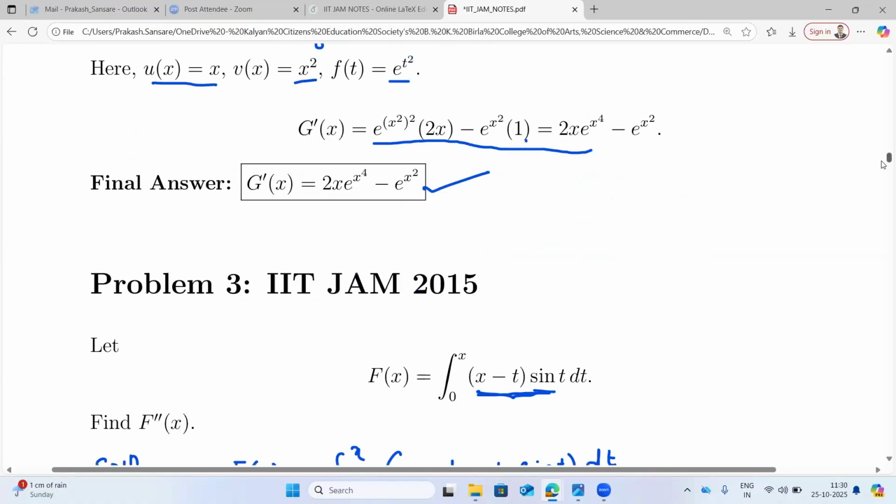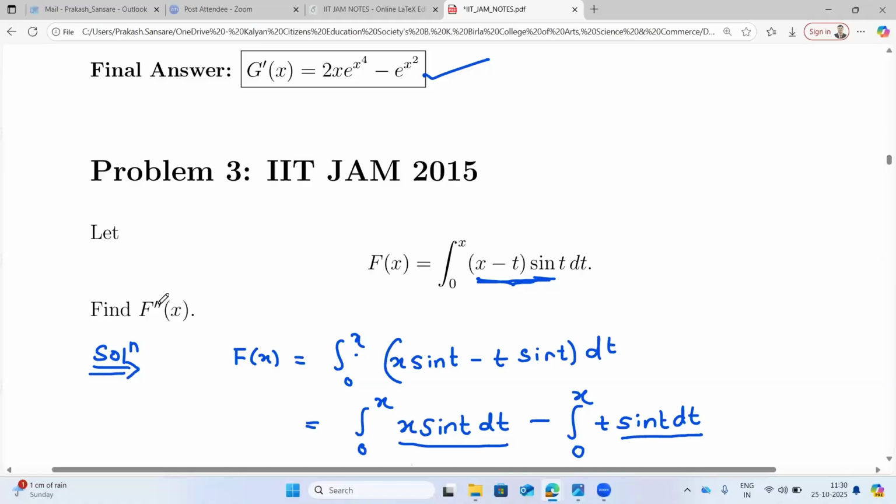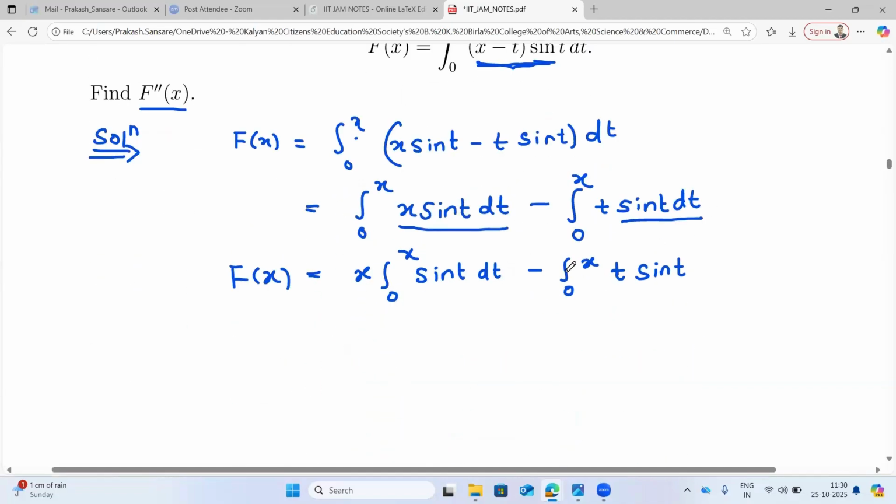Now the question is to find f double dash. Before calculating f double dash, I need to calculate first f dash and then I'll go for the second derivative. So if I differentiate on both sides, I'll get f dash x on the left hand side. Now here this is x, a function of x, and what will be the output of this integration? It will be a function of x. Very good. So x into function of x.